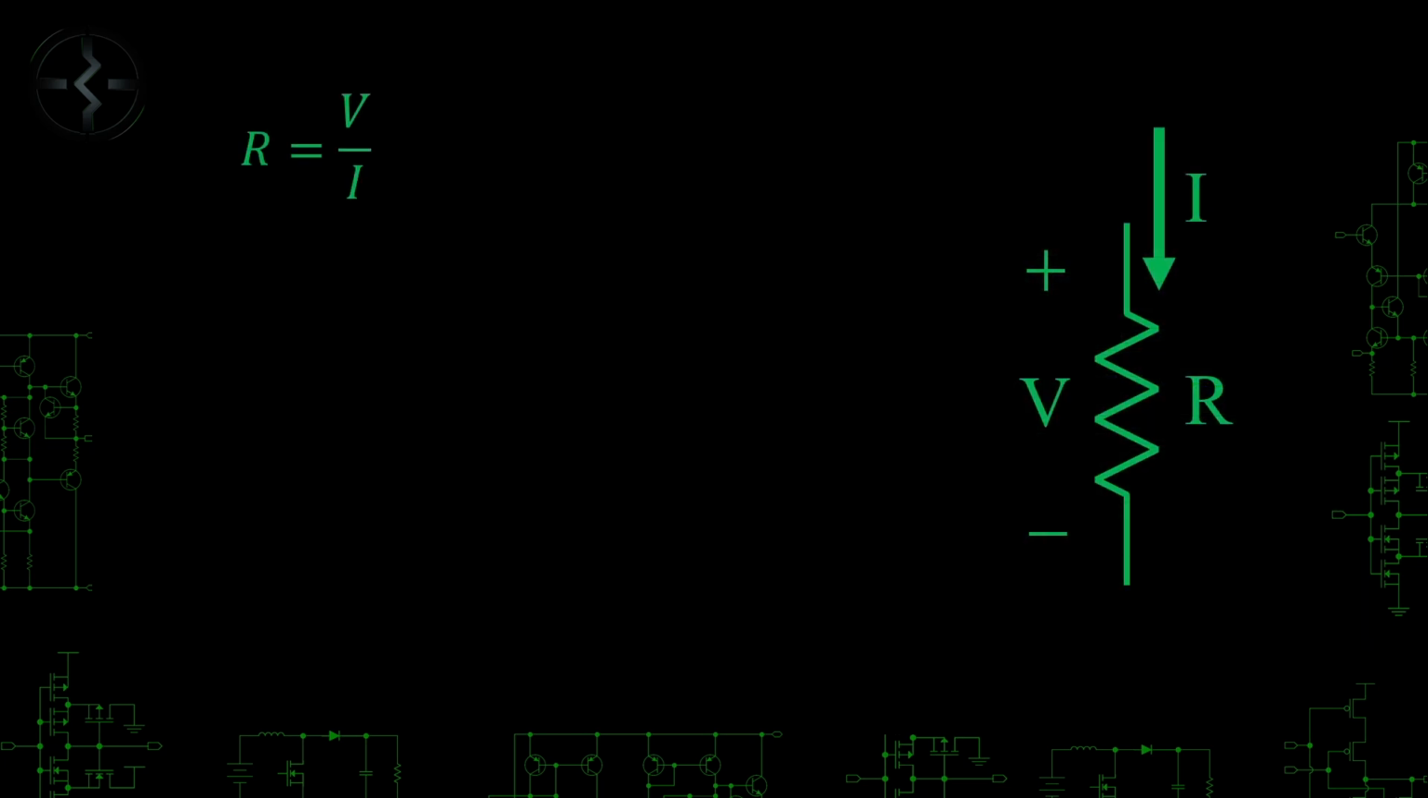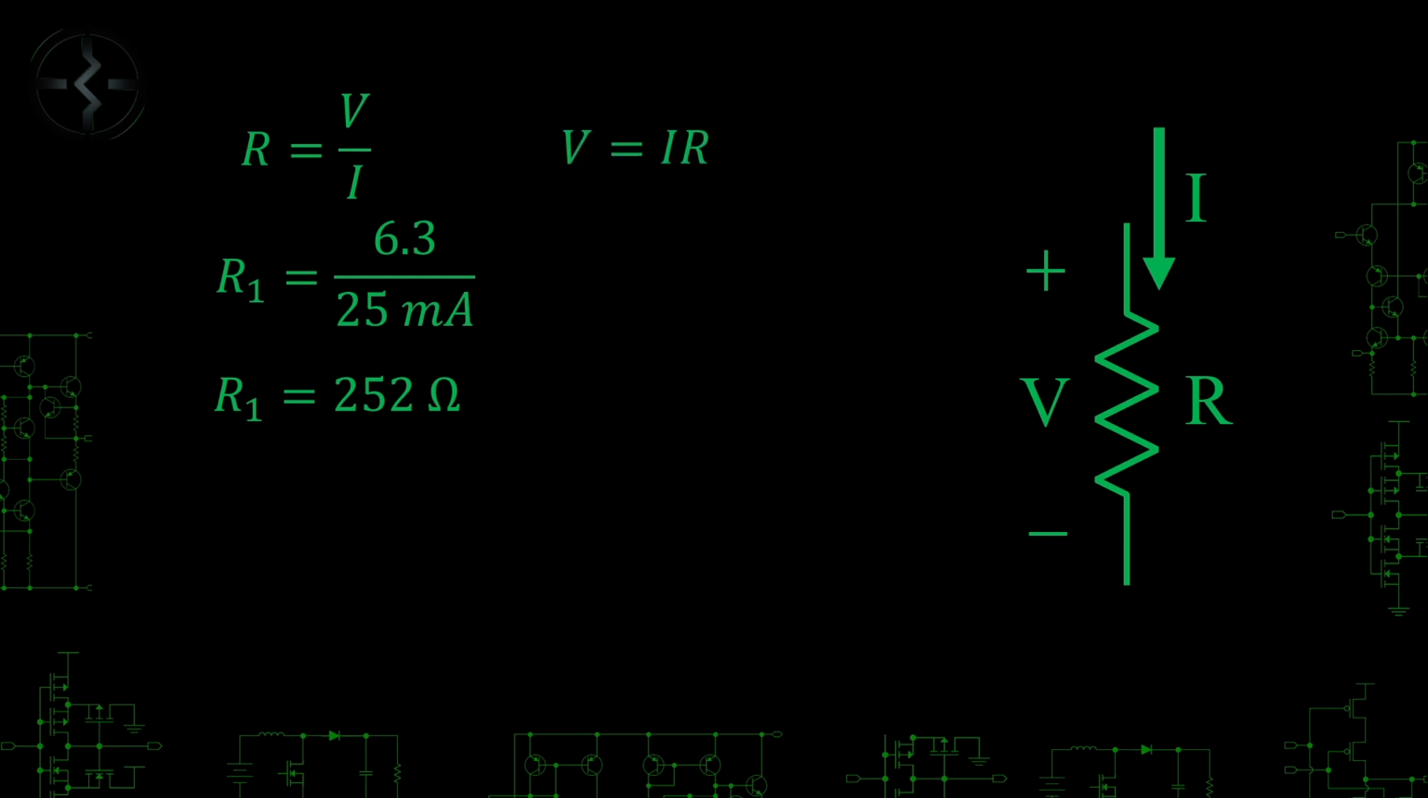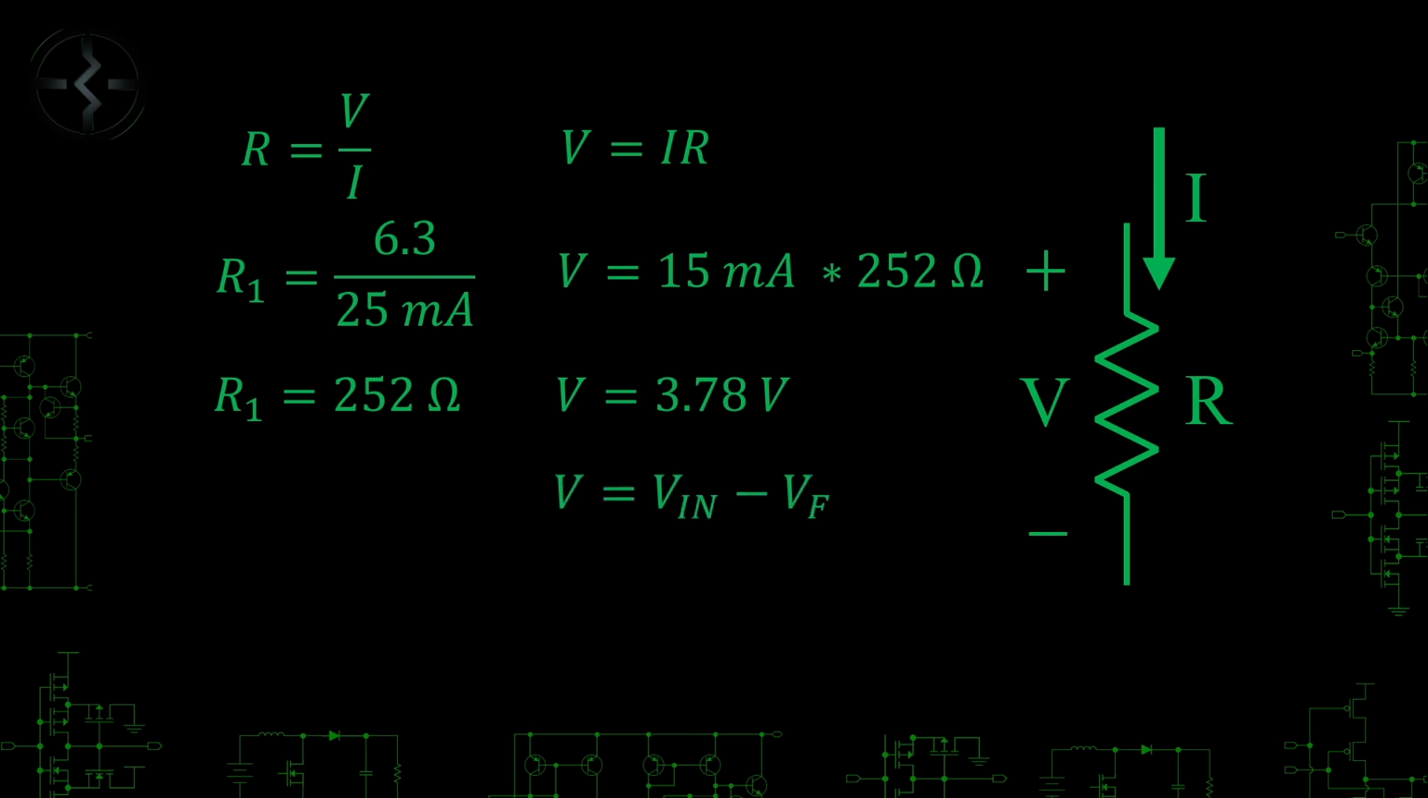Again, we're using Ohm's law. With our new current at the maximum voltage value, we get a resistance of 252 ohms. This will give us exactly 25 milliamps when the LED is operating normally with a full battery. Let's see what the resistor voltage is when the current is 15 milliamps, which should give us about 75% brightness. We just use another form of Ohm's law to get the voltage across the resistor as 3.78 volts. After that, recall that the voltage across the resistor is just the battery voltage minus the diode forward voltage.